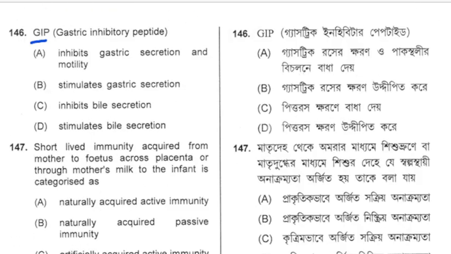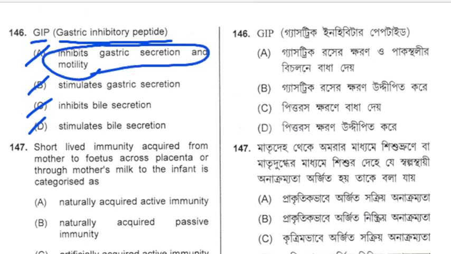GIP, that is gastric inhibitory peptide. Gastric inhibitory peptide কি? Inhibits gastric secretion and motility, stimulates gastric secretion, inhibits bile secretion, stimulates bile secretion. The correct answer is it inhibits gastric secretion and motility.